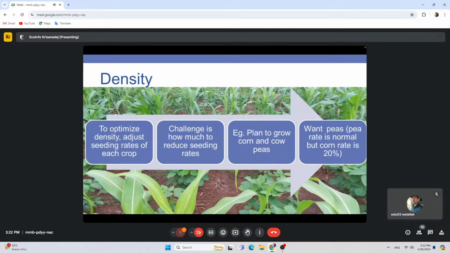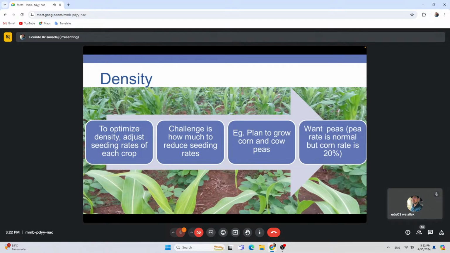For density, you have to estimate optimum density, adjust seeding rates of each crop. This thing might need some research. Okay, I'm going to show you in a few slides. That's why representatives like you from university, from institutes, from department, like agriculture department, you have to help the farmer on doing optimization for your farmer.